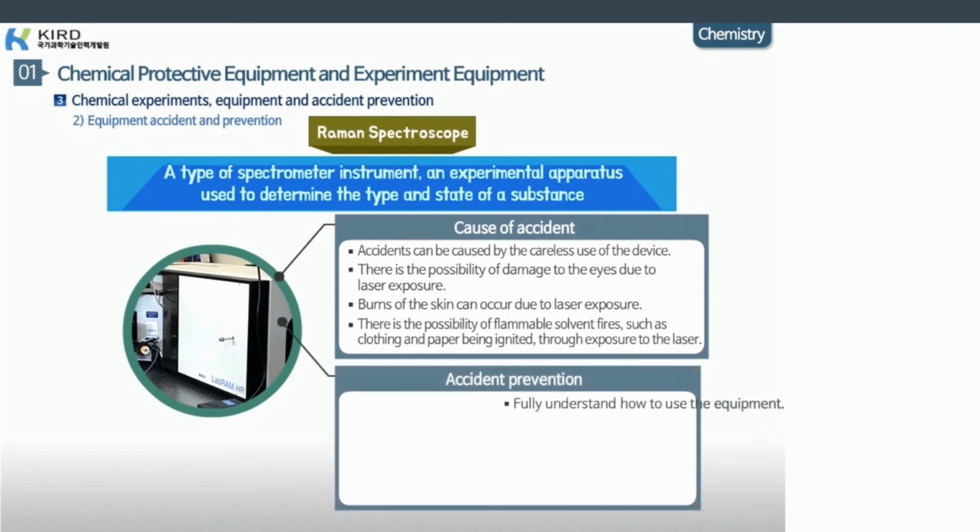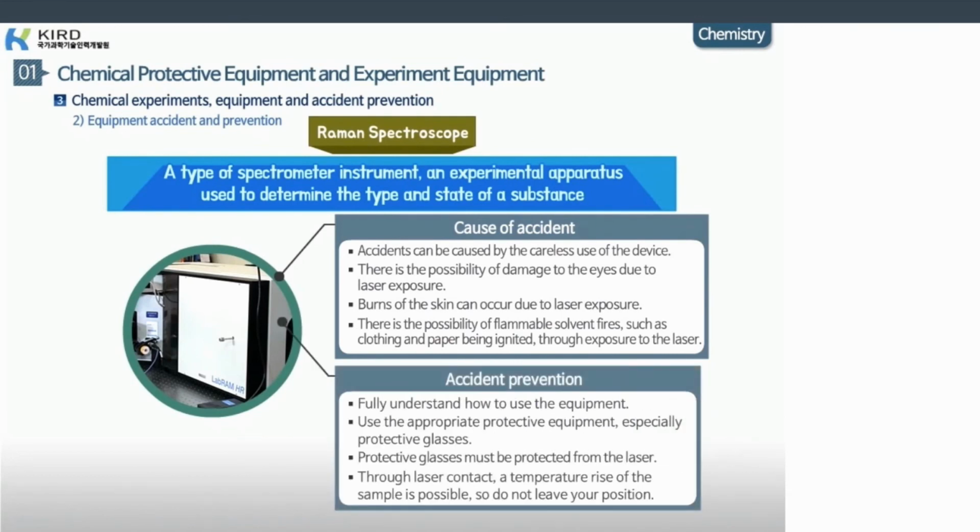exposure. To prevent an accident, fully understand how to use the equipment. Use the appropriate protective equipment, especially protective glasses. Protective glasses must be protected from the laser. Through laser contact, a temperature rise of the sample is possible, so do not leave your position.